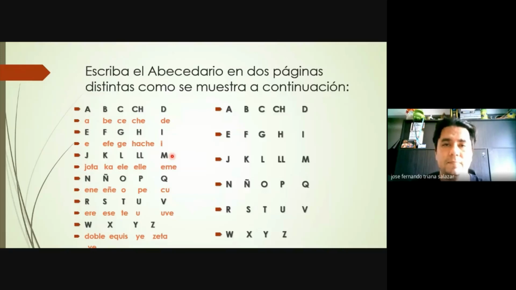Next we have M. M. Your lips are together. L. The lips are separated. It has like two different vowel sounds. And then we have N.